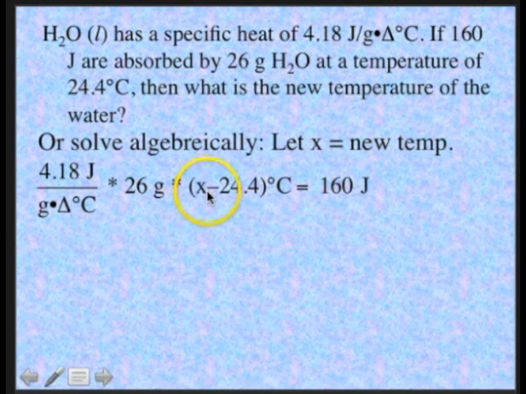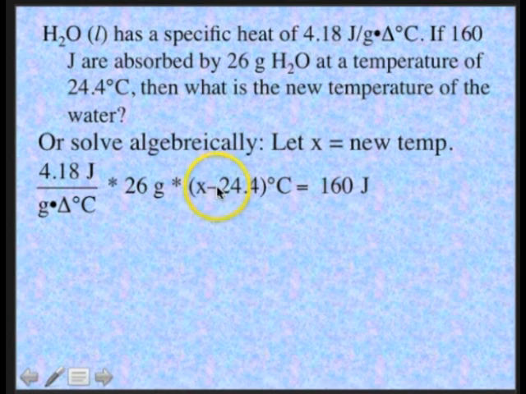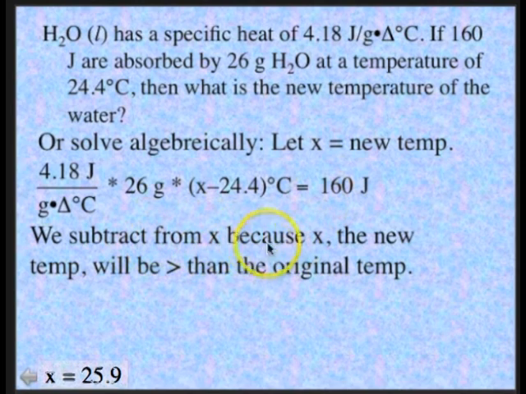It has to be a positive number that we end up with here in the delta degrees C part. So that's going to be x, the new temperature, minus 24.4. And all of that has to equal 160 joules. And so, as I said, we subtract x because x, the new temperature, will be greater than the original temperature.